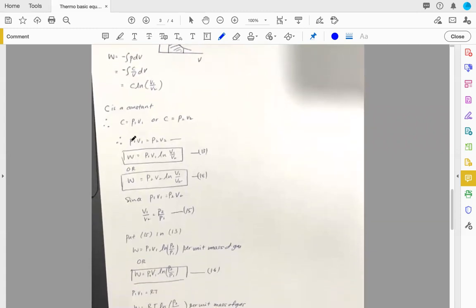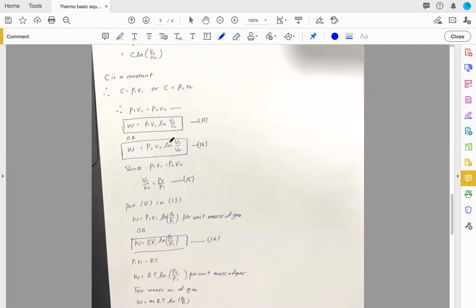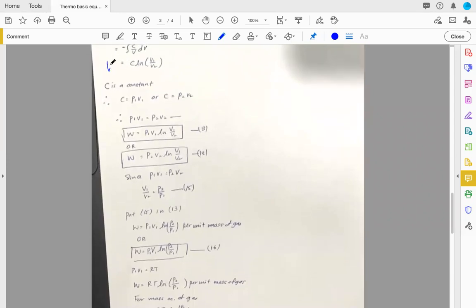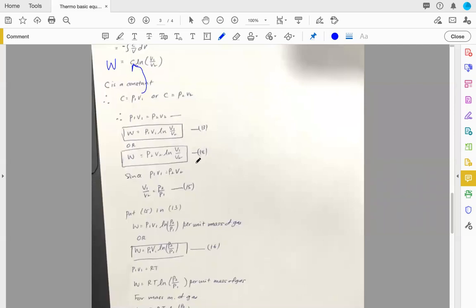In other words, P1 V1 equals P2 V2. Sounds familiar? Now you understand? And from this equation, W equals C ln V1 over V2, we've replaced this into the C. So we can have equation 13 or equation 14.